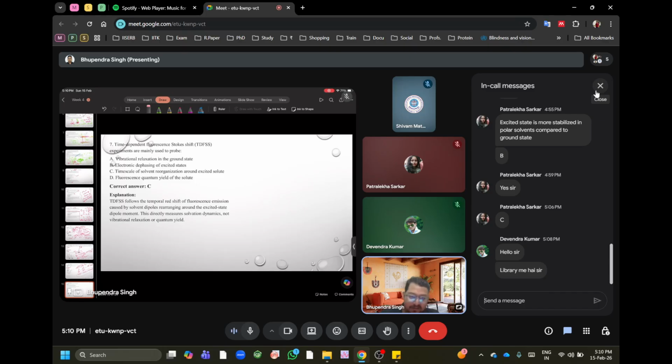So tell me, according to you, what would be the correct answer to this question? Time dependent fluorescence Stokes shift experiments are mainly used to probe: A, vibrational relaxation; B, electronic dephasing of the excited state; C, time scale of solvent reorganization around the excited solute; and the fourth one is fluorescence quantum yield of the solute. So what do you think? Which one is correct?